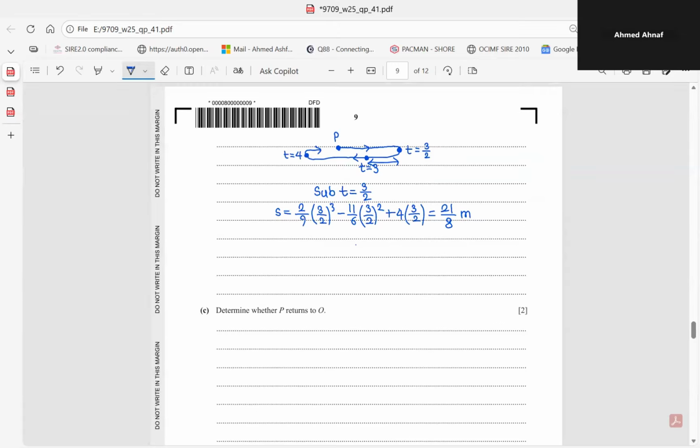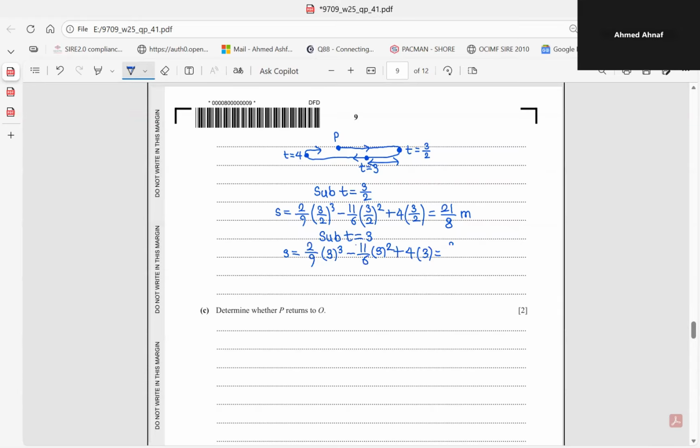Now, we're going to sub t equals 3. So we get S equals, I just substitute t equals 3, cubed minus 11/6 times 3 squared plus 4 times 3. Okay, so this one is 3/2 meters.